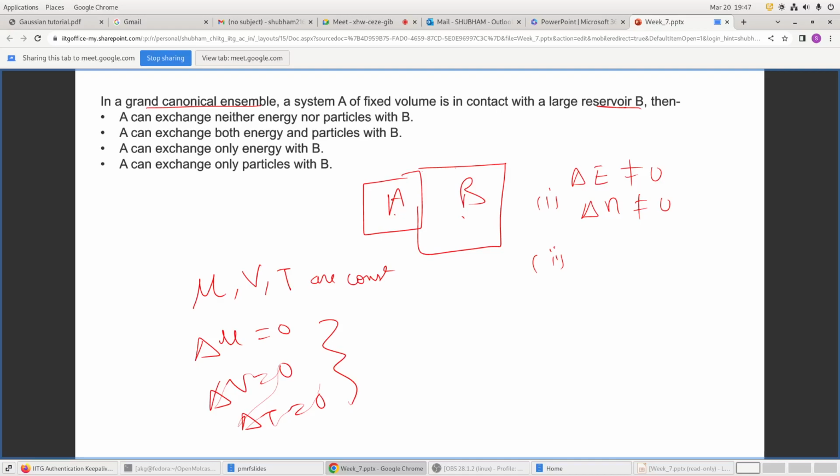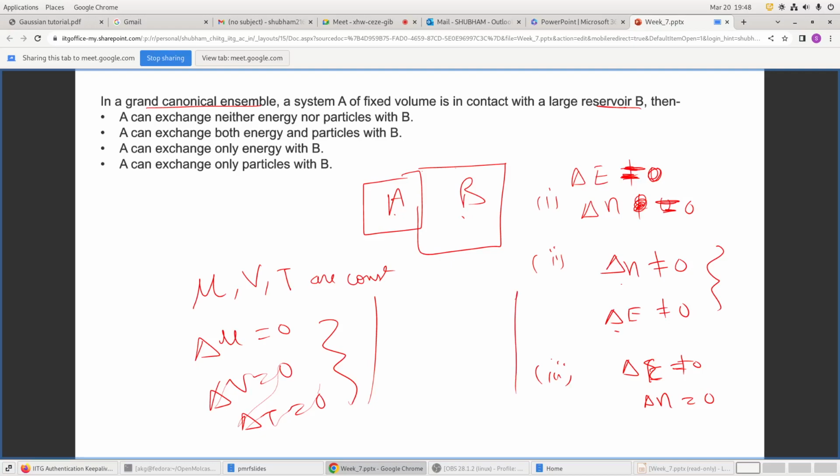A can exchange both energy and particle. That means delta n not equal to 0, delta E not equal to 0. Third one, A can exchange only energy, so delta E is not equal to 0 and delta n is equal to 0. What can A exchange? Neither. So delta E is constant and delta n is constant. Then delta n and delta E both are not constant.